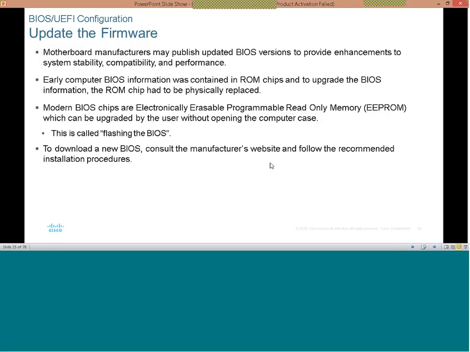So if the manufacturer is Dell or HP, what we're saying is that if you want to upgrade the BIOS, you have to go to the website and check for your particular kind of system, and there you follow the procedure for upgrading the BIOS.